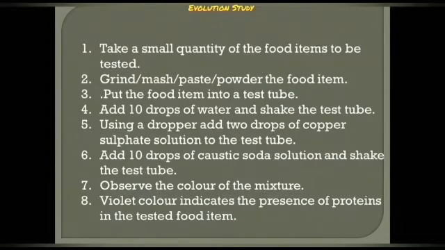Now take a small quantity of the food items to be tested. Grind or mash or paste or powder the food item. Put the food item into a test tube. Add 10 drops of water and shake the test tube. Using a dropper, add 2 drops of copper sulfate solution to the test tube and then add 10 drops of caustic soda solution and shake the test tube. Observe the color of the mixture. Violet color indicates the presence of proteins in the tested food item. By doing this test, our study will be getting more interesting.